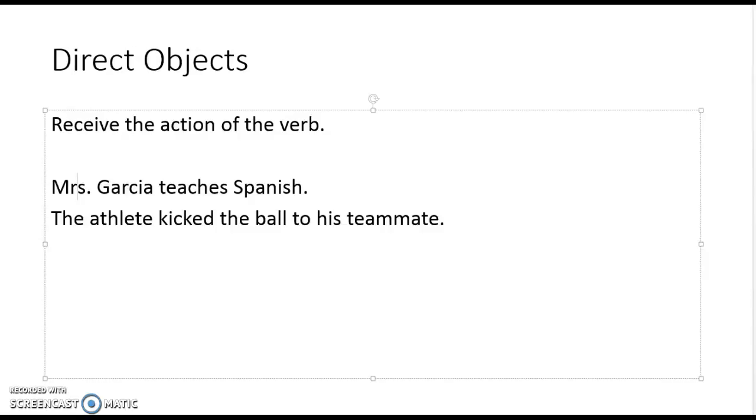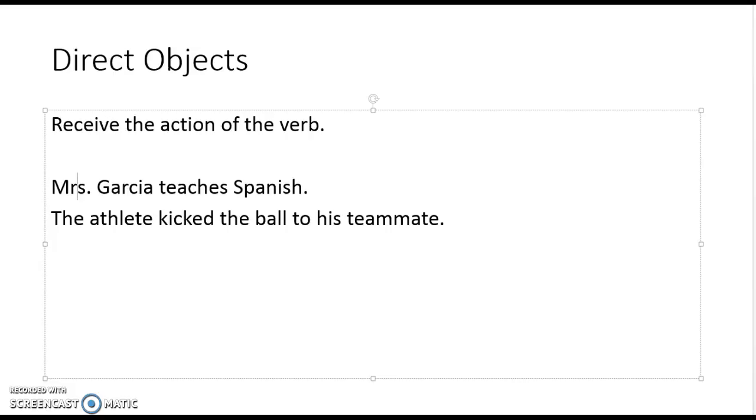Today, we're going to talk about direct objects and direct object pronouns. It is important for you guys to remember the different parts of a sentence. For example, in the sentence, Mrs. Garcia teaches Spanish, Mrs. Garcia is the subject, the verb is teaches.